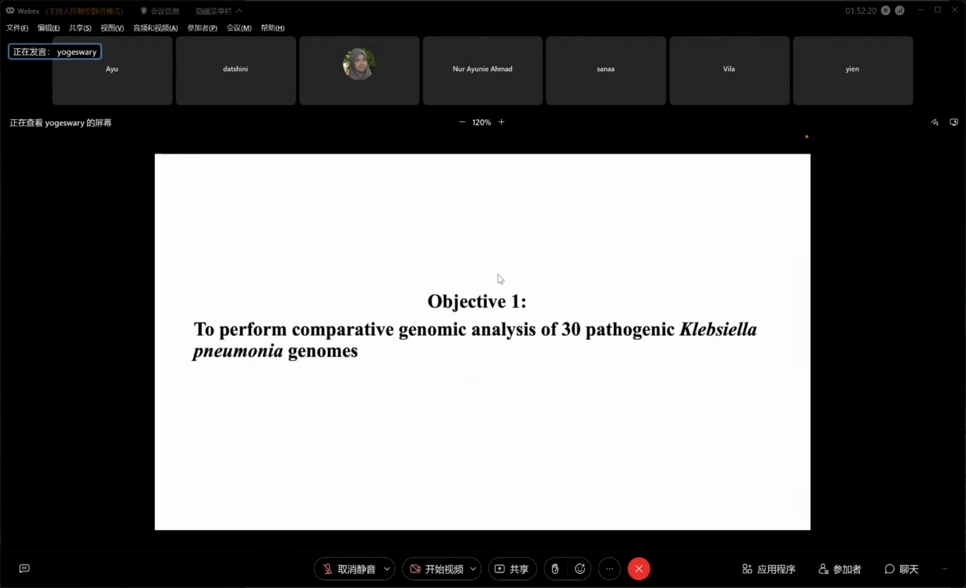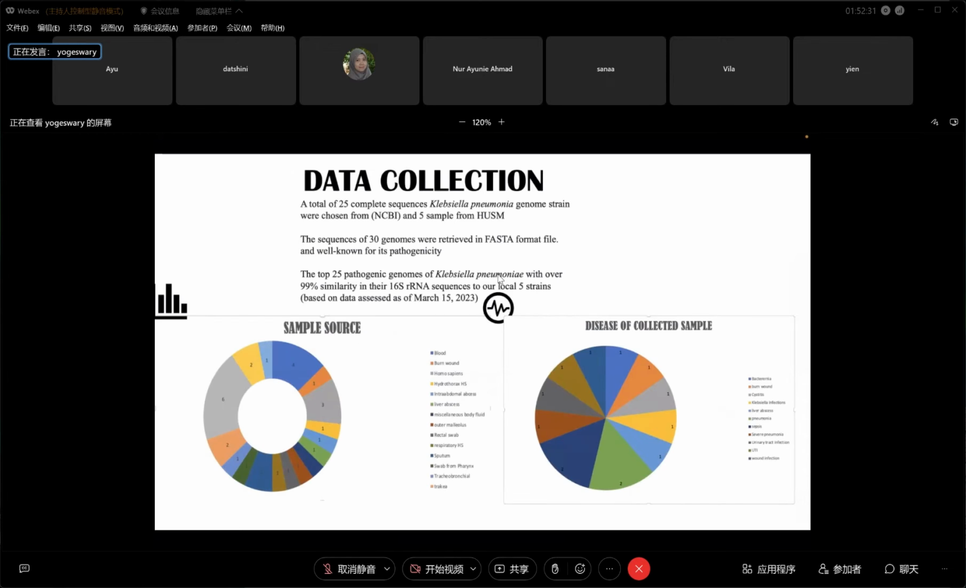Okay, my first objective is to perform comparative genome analysis of 30 pathogenic Klebsiella pneumoniae. Firstly, I collected 16S rRNA sequences with 99% similarity in their sequence to our local 5 strains, based on data accessed on March 15, 2023.